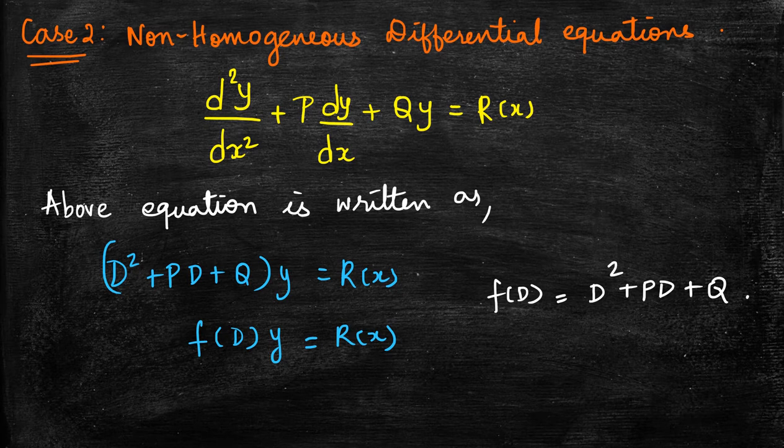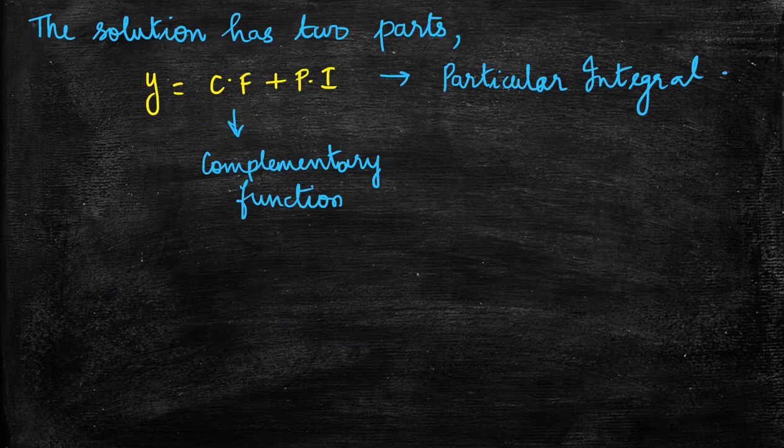Again, this particular equation is written as d square plus pd plus q into y is equal to r of x, and I can write this as f of d, where f of d is d square plus pd plus q. Note this down because this is going to help you in how to solve a non-homogeneous differential equation. Now, the solution of this non-homogeneous differential equation has two parts: CF and PI. CF is called the complementary function and PI is called the particular integral.